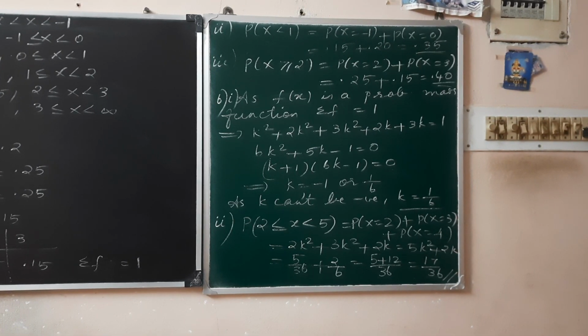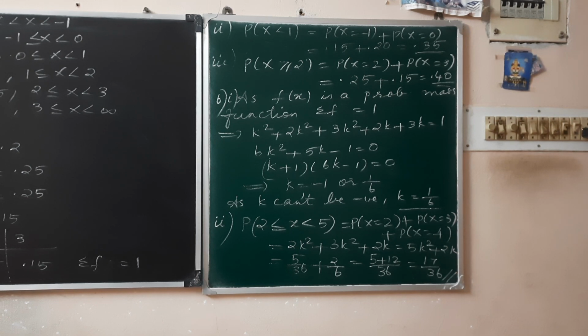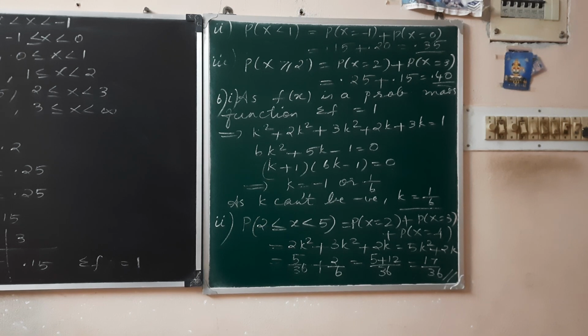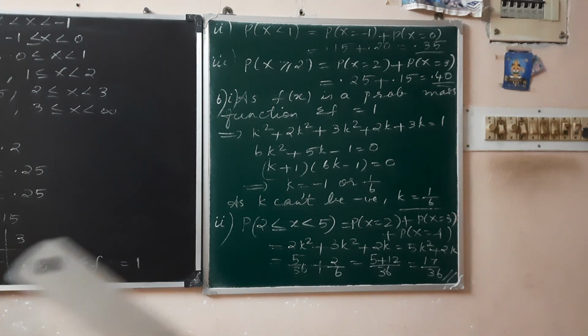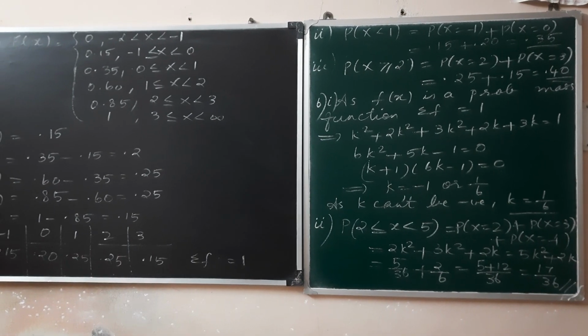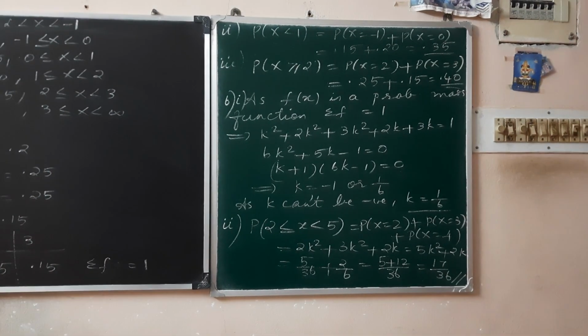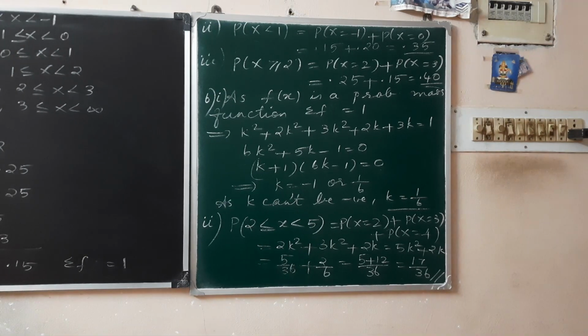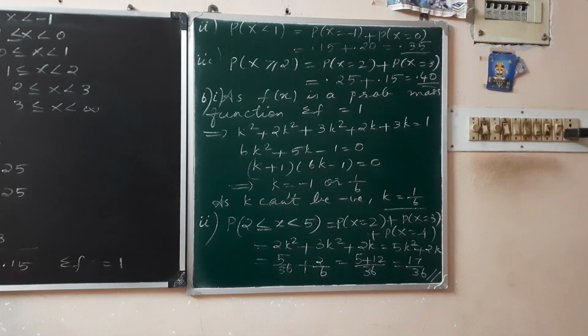And the next subdivision, number 3, is p of x greater than or equal to 2. That means x should be either equal to 2 or greater than 2. That means p of x is 2 plus p of x is 3. Up to 3 only we have, isn't it? So the last probability values 0.25 and 0.15 should be added. 0.25 plus 0.15 is 0.40. So that's all with the fifth problem.